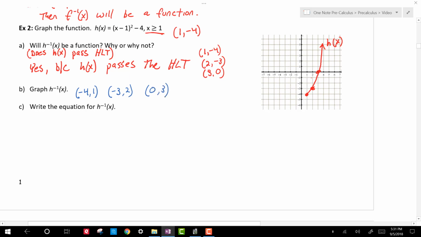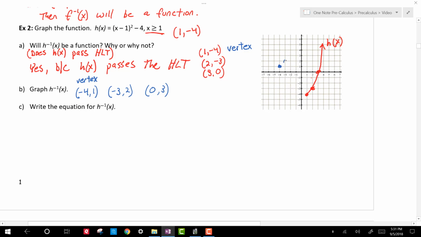Let's graph those. Now remember, 1, -4 was the vertex of the original, which means that of the inverse, -4, 1 should be the vertex. All right, so here we go. -4, 1 is back here.